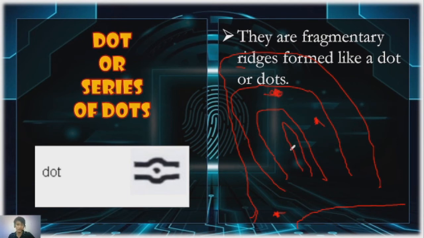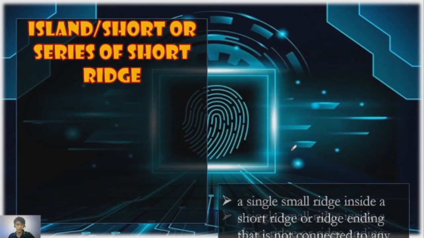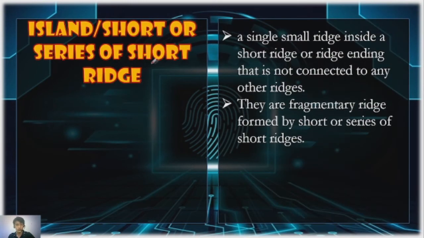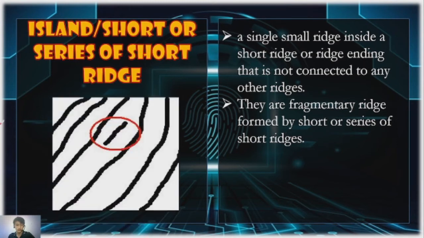It's different from the island, because when we say island, or short ridge, or series of short ridges, it's not a dot formation. So we have here a short island, as you can see in our illustration. It's just a short ridge. That is what we call an island, or in other words, a short ridge. So it's just a small or fragmentary ridge, short in size, or a series of short ridges.